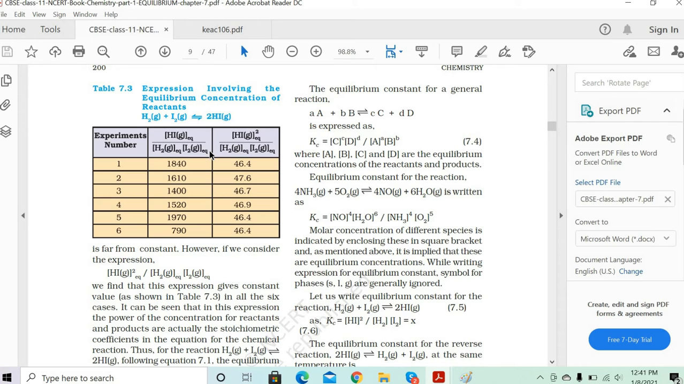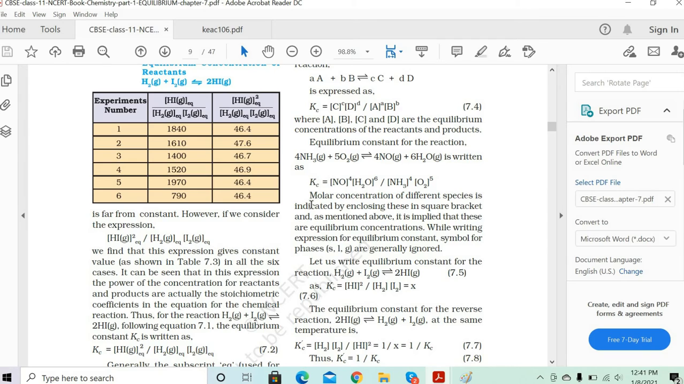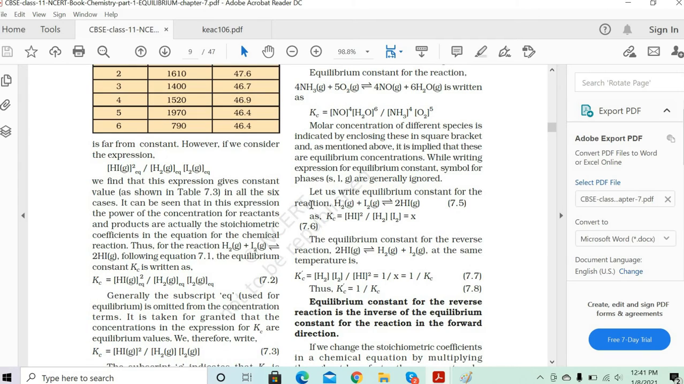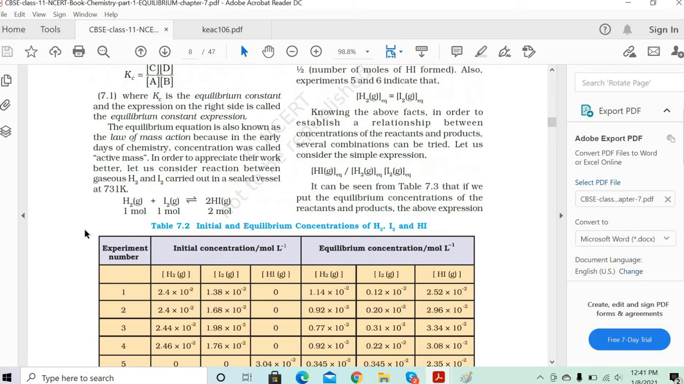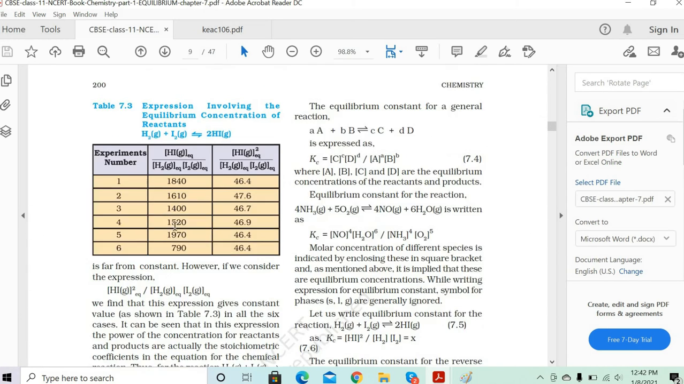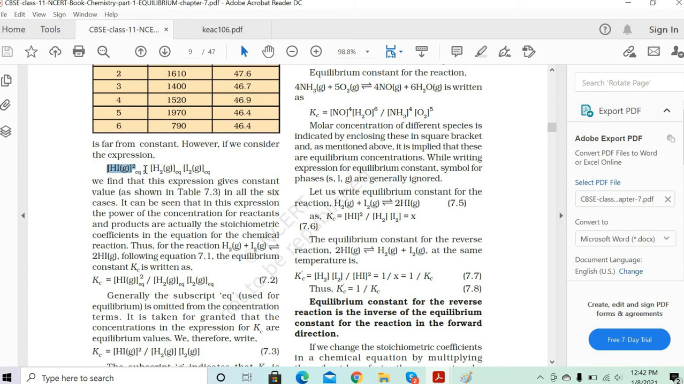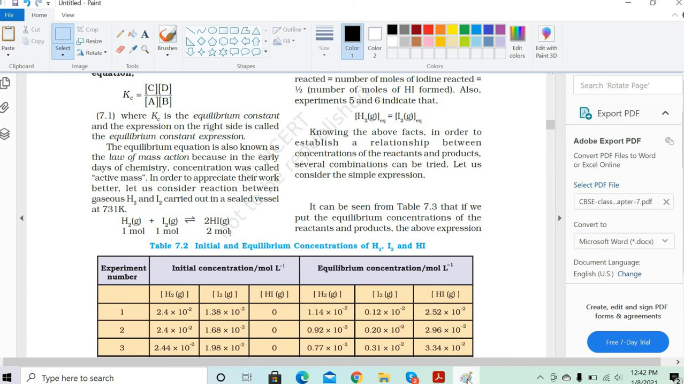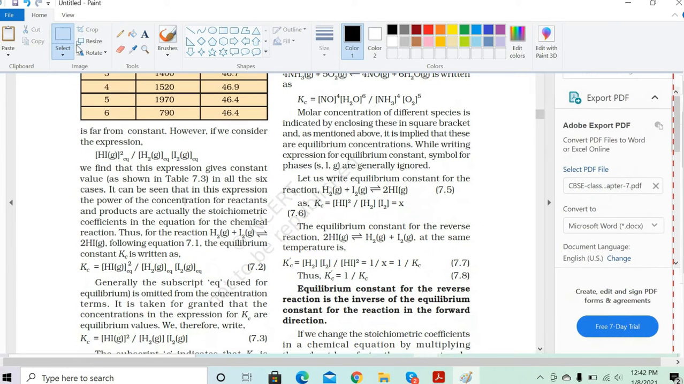So the correct formula for the equilibrium constant goes as the concentration of HI whole squared. What is this square coming from? This is the number of moles. If you see the equation, H2 plus I2 gives 2 HI. So 2 moles of HI. Whatever the number of moles of the HI gas is, that we will put as the power of the concentration. Can you see that? Is this part clear to you? Yes, sir.